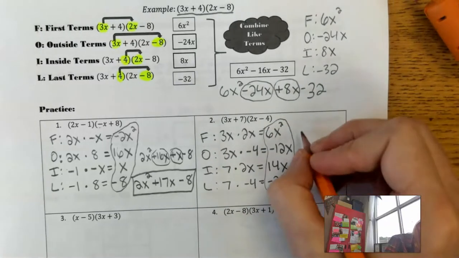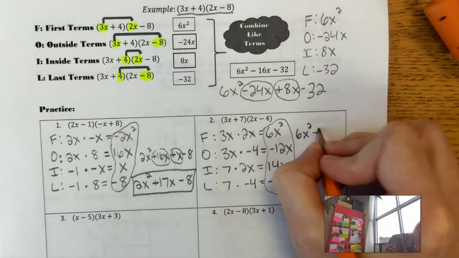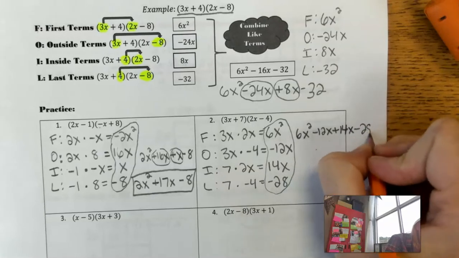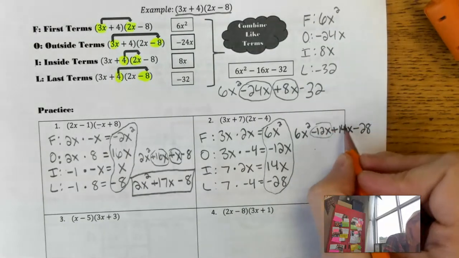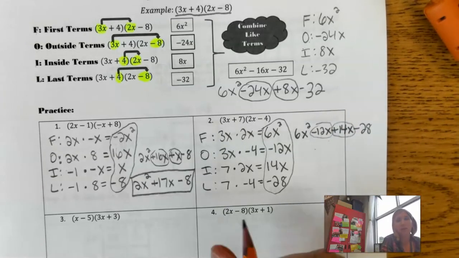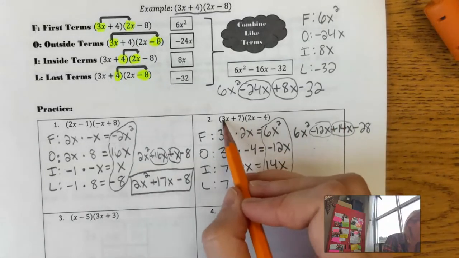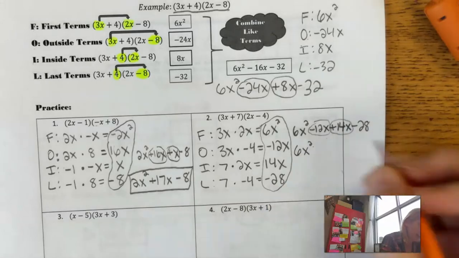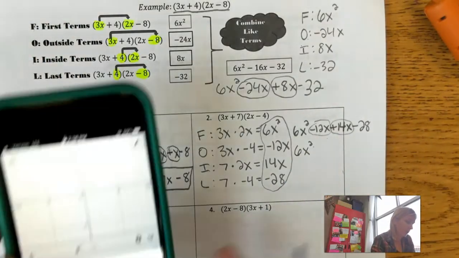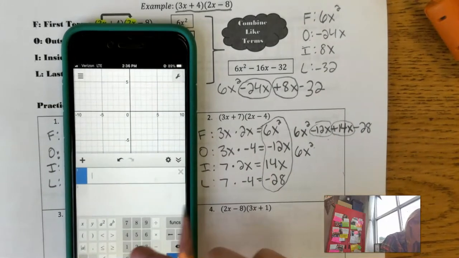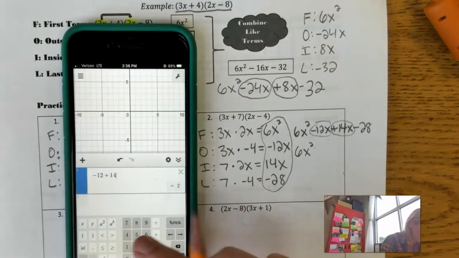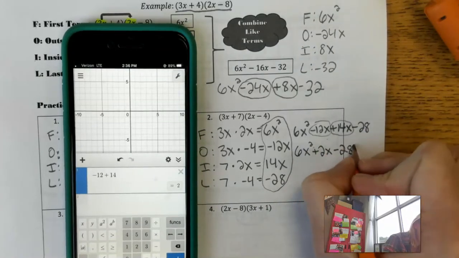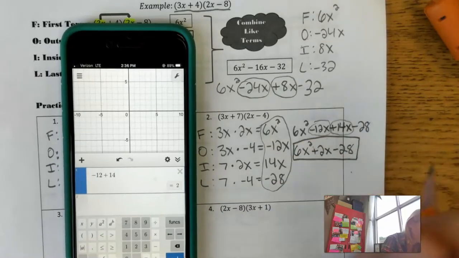So here's my expression. I just need to write it horizontally. 6x squared minus 12x plus 14x minus 28. So if you've been noticing that our two middle terms are always like terms, that will definitely be the case when you have binomials set up like this with a variable in the front and a constant in the back. Alright, so simplifying, I'm going to combine the coefficients. Negative 12 plus 14. That gives me plus 2x minus 28. So there's my final answer there.